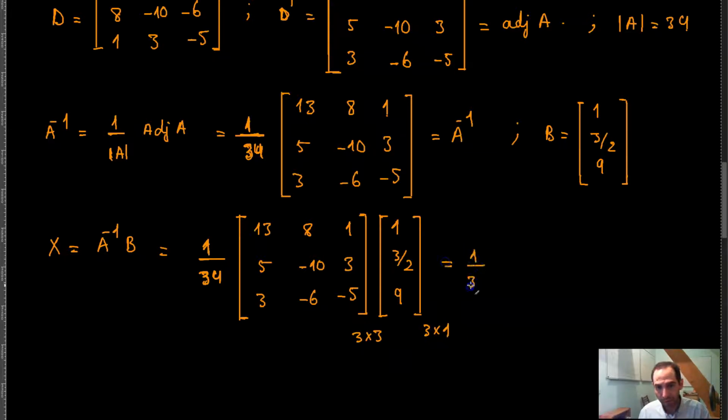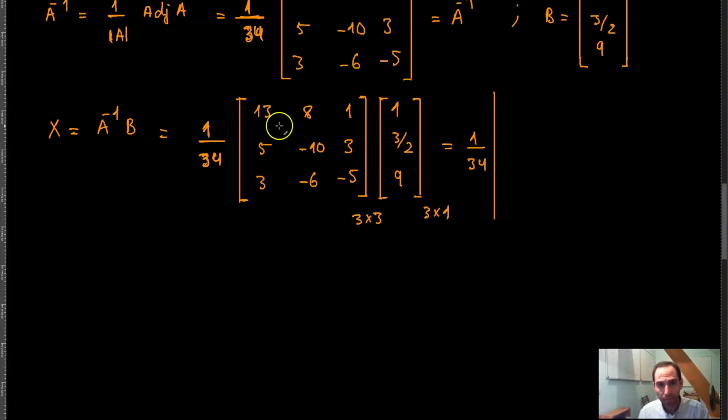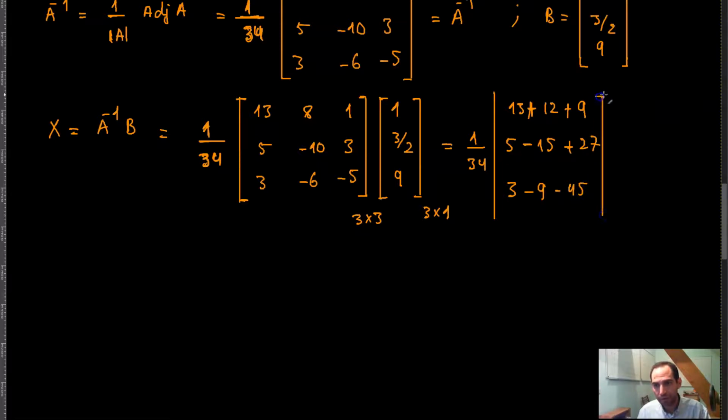So you have 1/34 times, 13 times 1 is equal to 13, 8 times 3/2 is equal to 4 times 3, which is 12, and 1 times 9 is equal to 9. Then 5 times 1 is equal to 5, -10 times 3/2 is equal to -15, and 3 times 9 is equal to 27. Then you have 3 times 1 is equal to 3, -6 times 3/2 is equal to -9, and -5 times 9 is equal to -45. Right, so that is that.